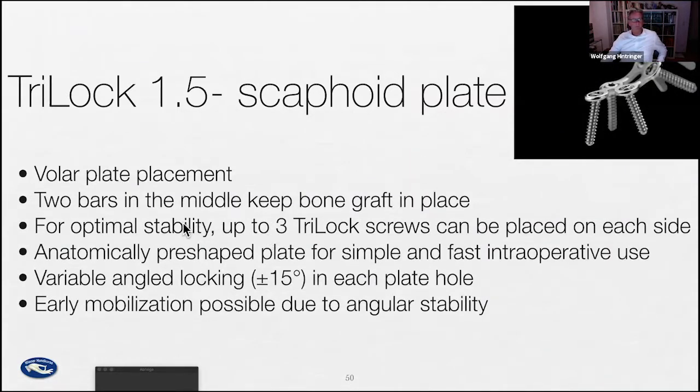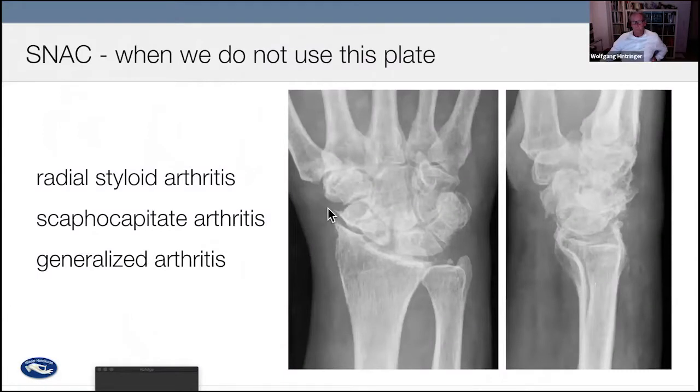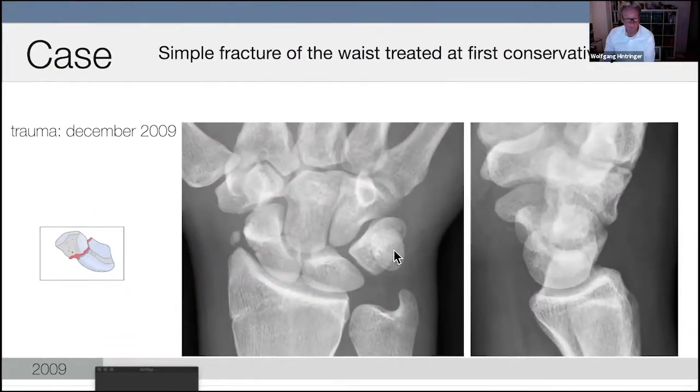the humpback deformity. Tri-lock, Waller plate placement, 2 bars in the middle for optimal stability, up to 3 tri-lock screws proximally and distally, anatomically pre-shaped. We have already described that. Contraindications, when we don't use these plates: when you already have a SNAC, when you already have radial styloid arthritis, scaphocapitate arthritis, or general arthritis, then you have to do a salvage procedure or a four-corner fusion.